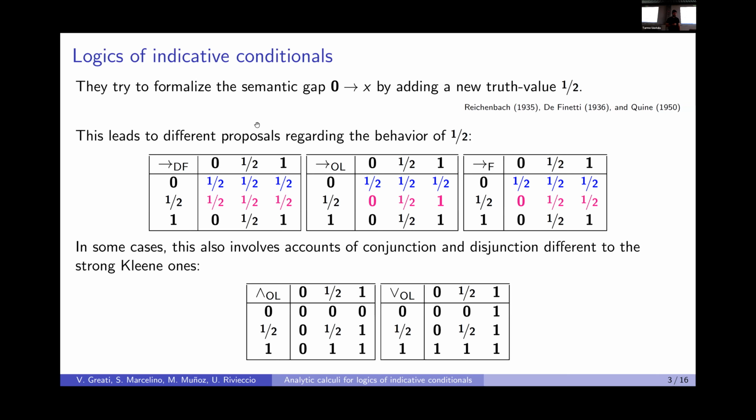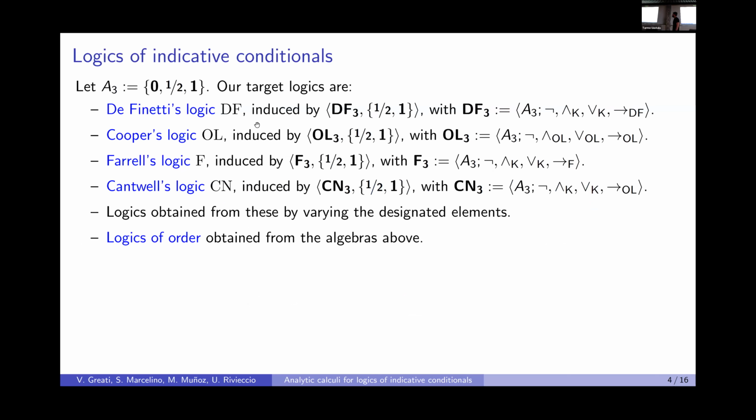Also, I must mention that whenever I say negation here, it is going to be the strong Kleene negation: 0 goes to 1, 1 goes to 0, and the intermediate value stays there, so it's a fixed point. The family of logics that we study contains basically all of these. These 4 logics were presented independently, and they are given by these algebras. All of them have this negation that I mentioned. Most of them use the strong Kleene conjunction and disjunction.